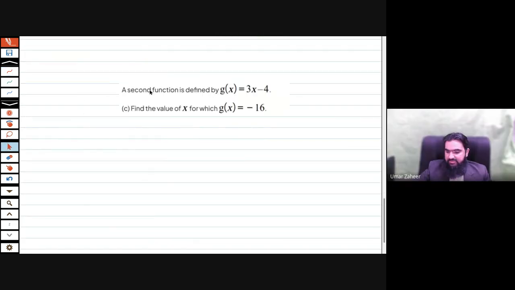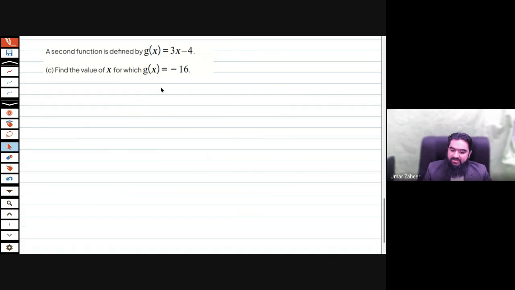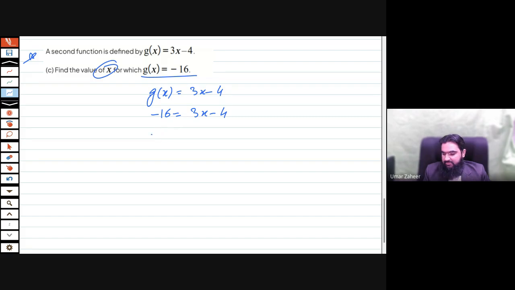Okay, look at here, we have the c part of this function. It says that a second function is defined, g of x is equal to 3x minus 4. Find the value of x if g of x is given. The value of g of x is given, that is minus 16. So minus 16 is equal to 3x minus 4. From here, we need to find the value of x. So minus 16 plus 4 is equal to 3x, minus 12 divided by 3 is equal to x. So we will get that x is equal to minus 4.